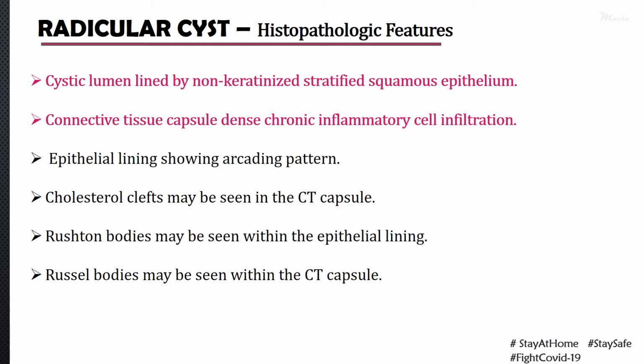Most cases of radicular cyst will reveal an arcading pattern within the epithelial lining. The connective tissue capsule may show some cleft-like spaces known as cholesterol clefts. Hyaline eosinophilic bodies may be seen in the epithelial lining. These are referred to as Rushton bodies. Or some eosinophilic globular bodies may be found within the connective tissue, referred to as Russell bodies.